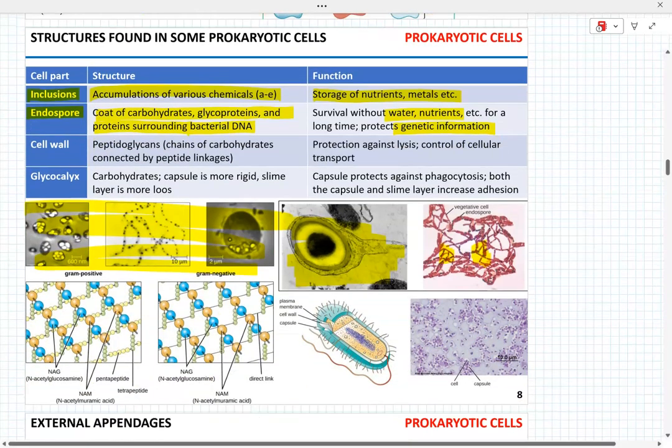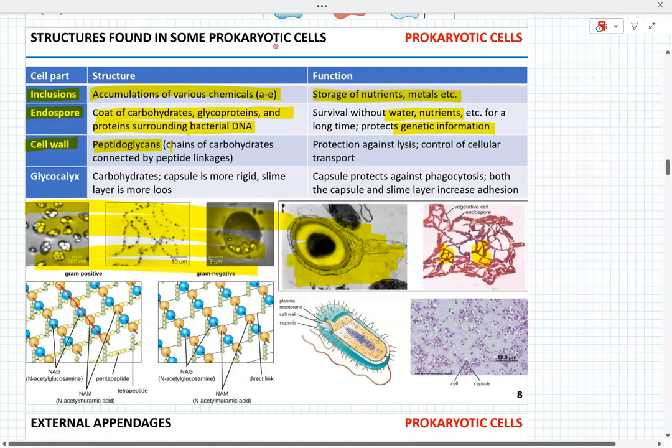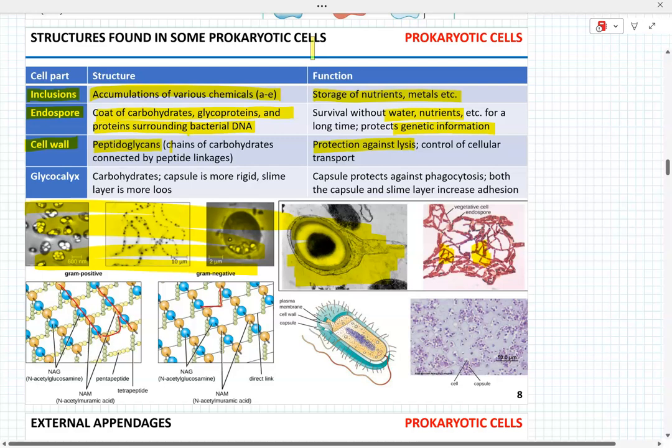Many bacterial cells have cell walls. Cell walls consist of peptidoglycans, basically chains of carbohydrates, or glycan chains, in which molecules of N-acetylglucosamine and N-acetylmuramic acid are connected by glycosidic bonds. These glycan chains are linked together by peptide linkages that consist of amino acids. The main function of the cell wall is to maintain cellular integrity, protect it against lysis, and control the transport of stuff in and out of the cell.